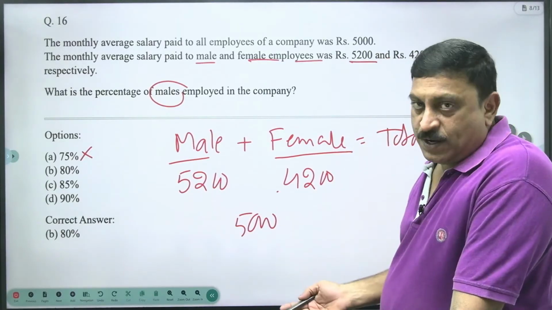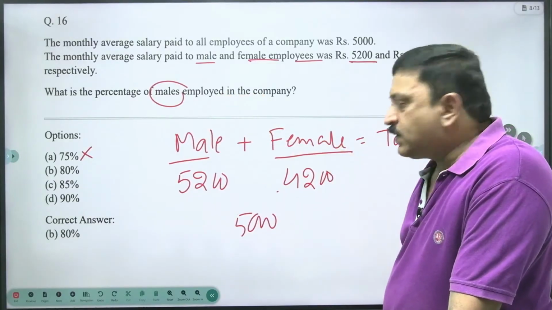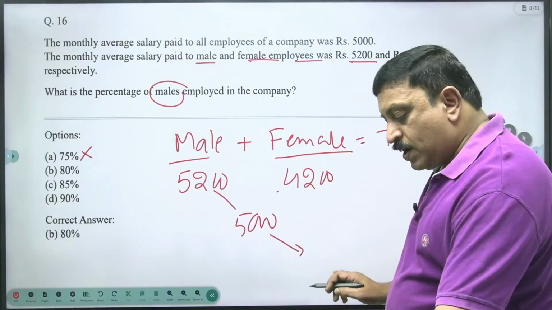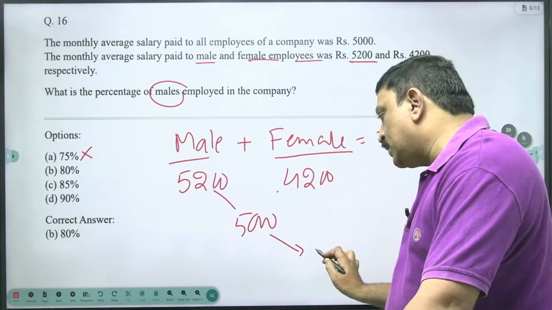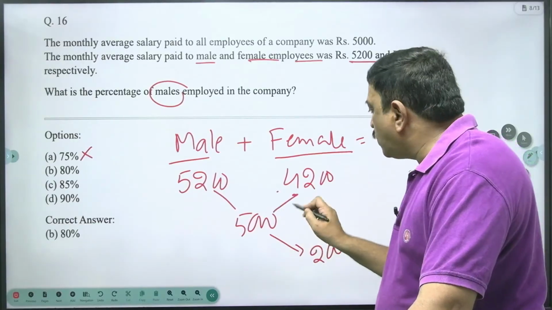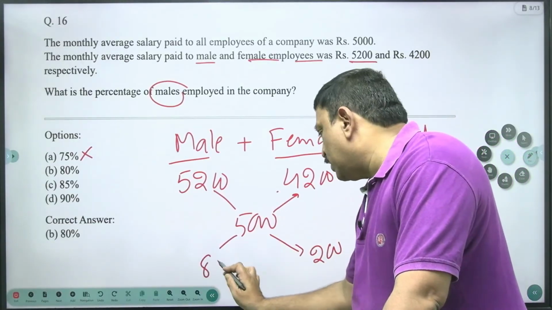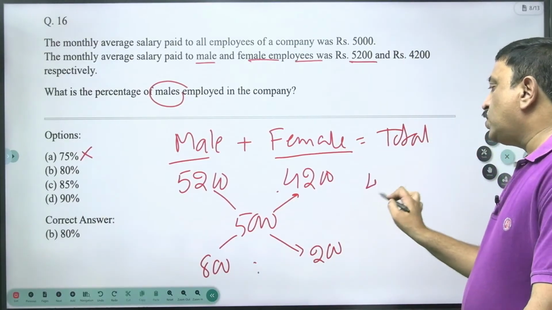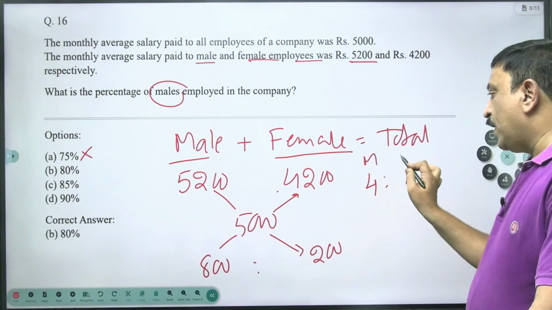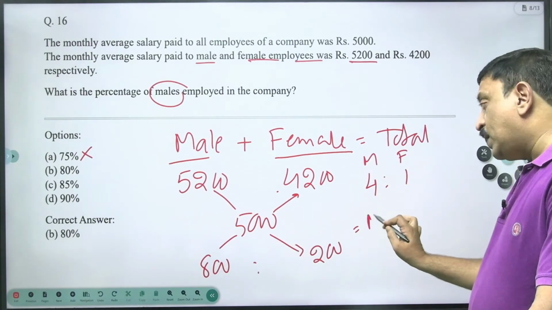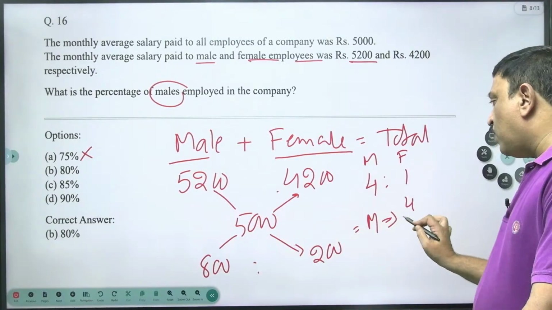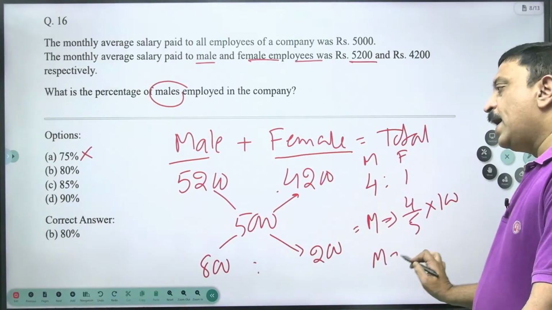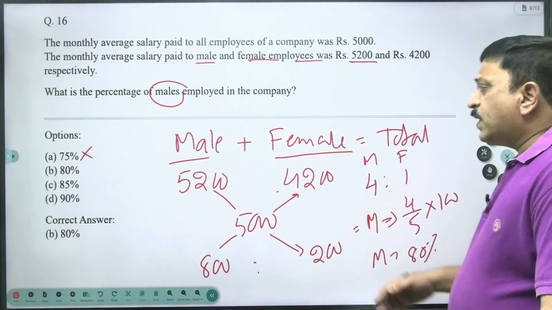People generally go with the ratio, but they asked for the percentage of males. First of all, 5,200 minus 5,000 is 200. And 5,000 minus 4,200 is 800. So 800 to 200 is nothing but 4:1. So the ratio is 4:1 for male and female. But what is the male percentage out of the total? It is 4 out of 5 into 100. So this should be 80%. UPSC has given a wrong answer.